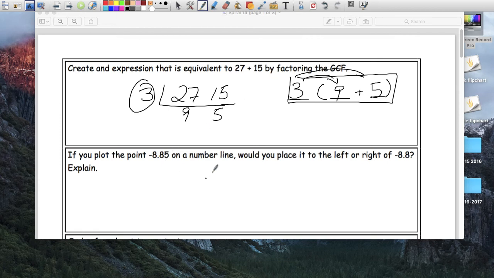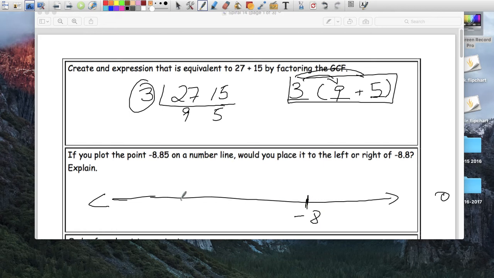If you plot the point negative 8.85, would you place it to the left or right of negative 8.8? Well, let's set it up. I don't need any other numbers except a few here. Let's assume zero here. Negative 1, negative 2, negative 3, negative 4, negative 5, negative 6. And let's assume this is negative 8. And I'm going to make negative 9 go all the way here.